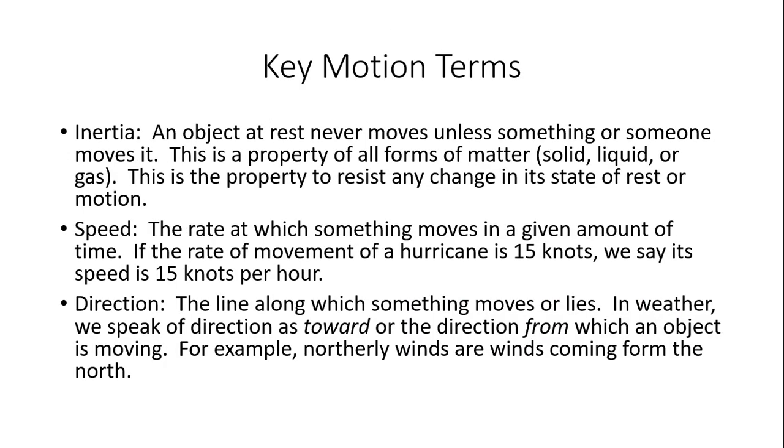So what are some of these key motion terms? I'll just do a brief description on these. The first one is known as inertia. Inertia basically means an object at rest never moves unless something or someone moves it. This is a property of all forms of matter. And when we talk about matter, specifically applying to the atmosphere and the weather, we talk about solid forms of matter, liquid forms of matter, or gaseous forms of matter.